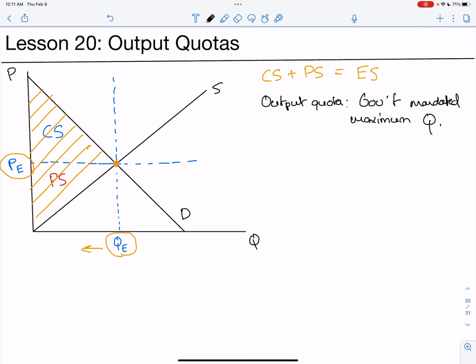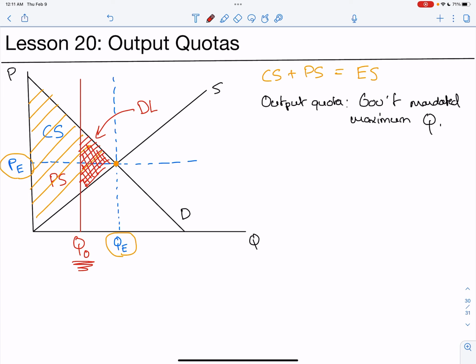quantity. Okay, so for example, if the government sets an output quota, say, at QO for output quota, then what the government is saying is you are not allowed to exchange more goods than QO. So all of these exchanges here that would have previously been happening under equilibrium conditions are now no longer happening. So that would be our deadweight loss.